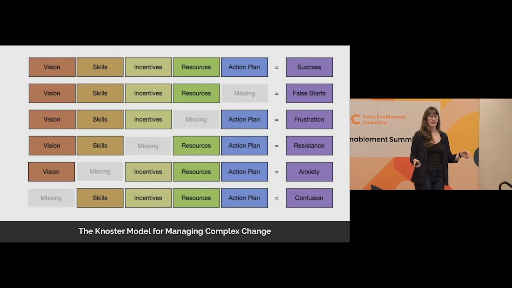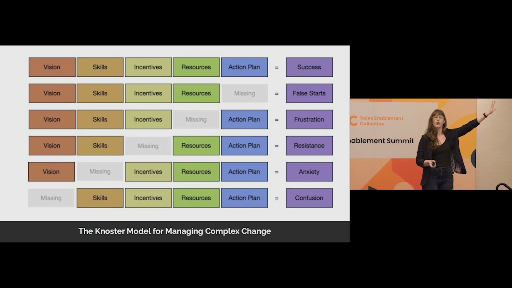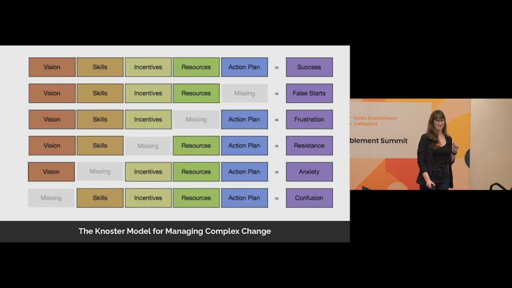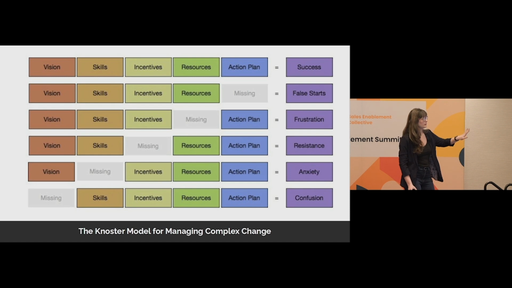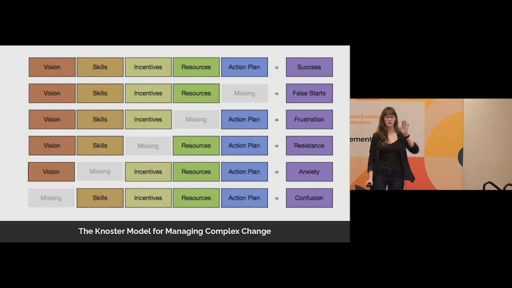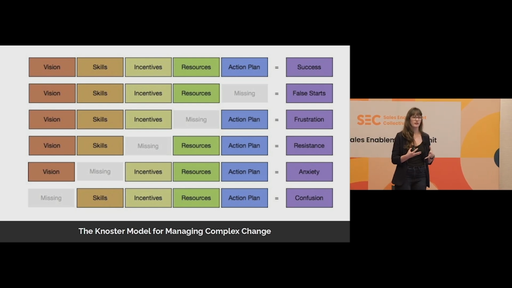Now, I promise this was a diagnostic tool because, yes, it is beautiful to have all of those things, all of those boxes checked before you start a program or an initiative. But let's be honest, most of us don't have all those pieces. And so this is where the diagnostic comes in. If you or your stakeholders start to exhibit any of those emotions down there in purple, so things like false starts, frustration, resistance, anxiety, sometimes you have a potpourri of all of them, you can come back to this chart and quickly diagnose where you need to double down in your plan.